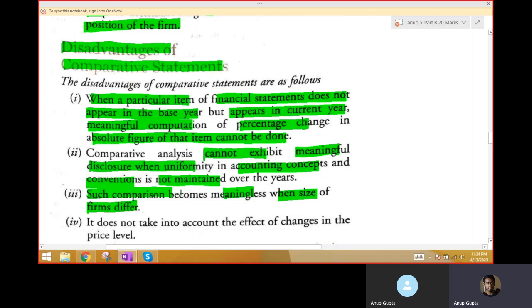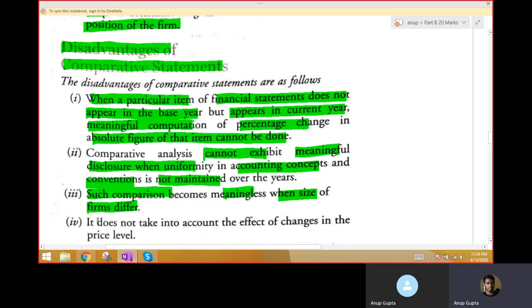So in such cases, the comparison becomes meaningless when the size of the firm is different. Yes, a thin guy can fight with a thin guy, and then we can say that there's a healthy comparison, and then we can predict. But once one side is heavy and another side is light, there's no purpose of comparison. So that is another disadvantage of comparative statement.